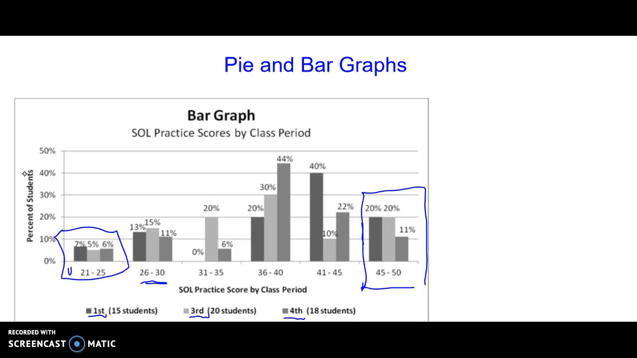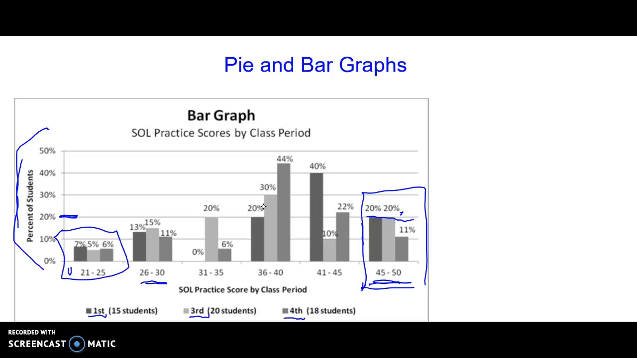And when we take a look at the y-axis, we'll see the y-axis is showing us the percent of students who scored any particular score. So for example, if we looked at the highest interval, 45 to 50, we can see that the first period class here, the darkest bar, and the third period class, the lightest bar, both had 20% of their students score in that interval, while the fourth period class only had 11. And we can see that these percentages, 20%, aligns to the 20% mark there on the y-axis.